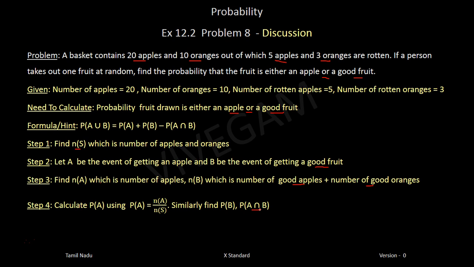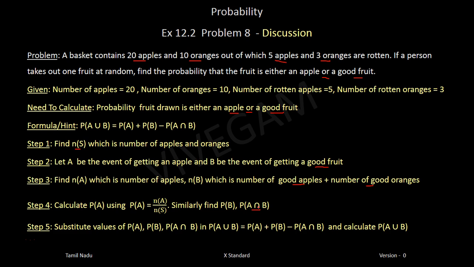That I'll do it in the problem. That is the number of good apples. A intersection B means it must be an apple and it must be a good fruit, which means it is a good apple. How many good apples are there? So the probability of getting a good apple, that is what they mean by probability of A intersection B.